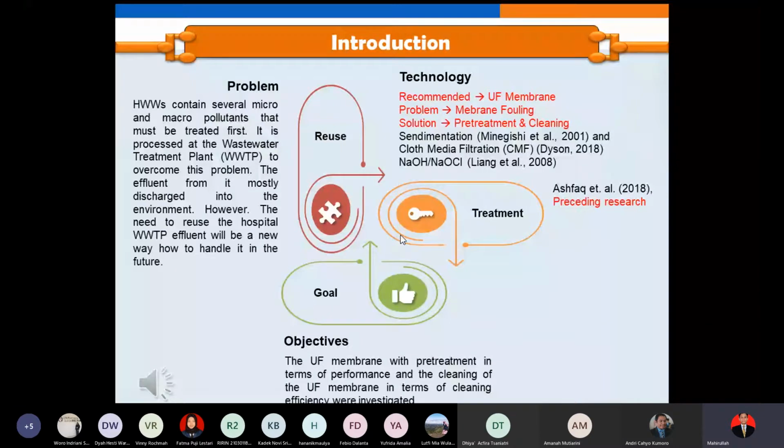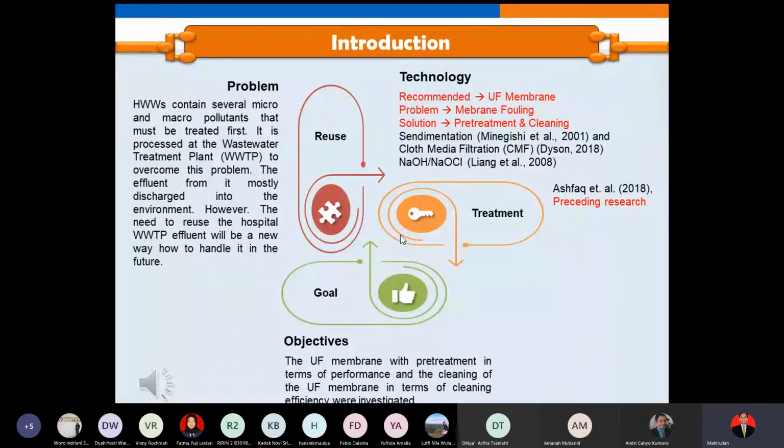The technology recommended for the treatment is ultrafiltration. Ultrafiltration is the most widely used membrane technology today. It has many benefits because it is used in wet applications. According to research by ASFAC, ultrafiltration successfully handled one type of hospital wastewater, namely laundry wastewater.